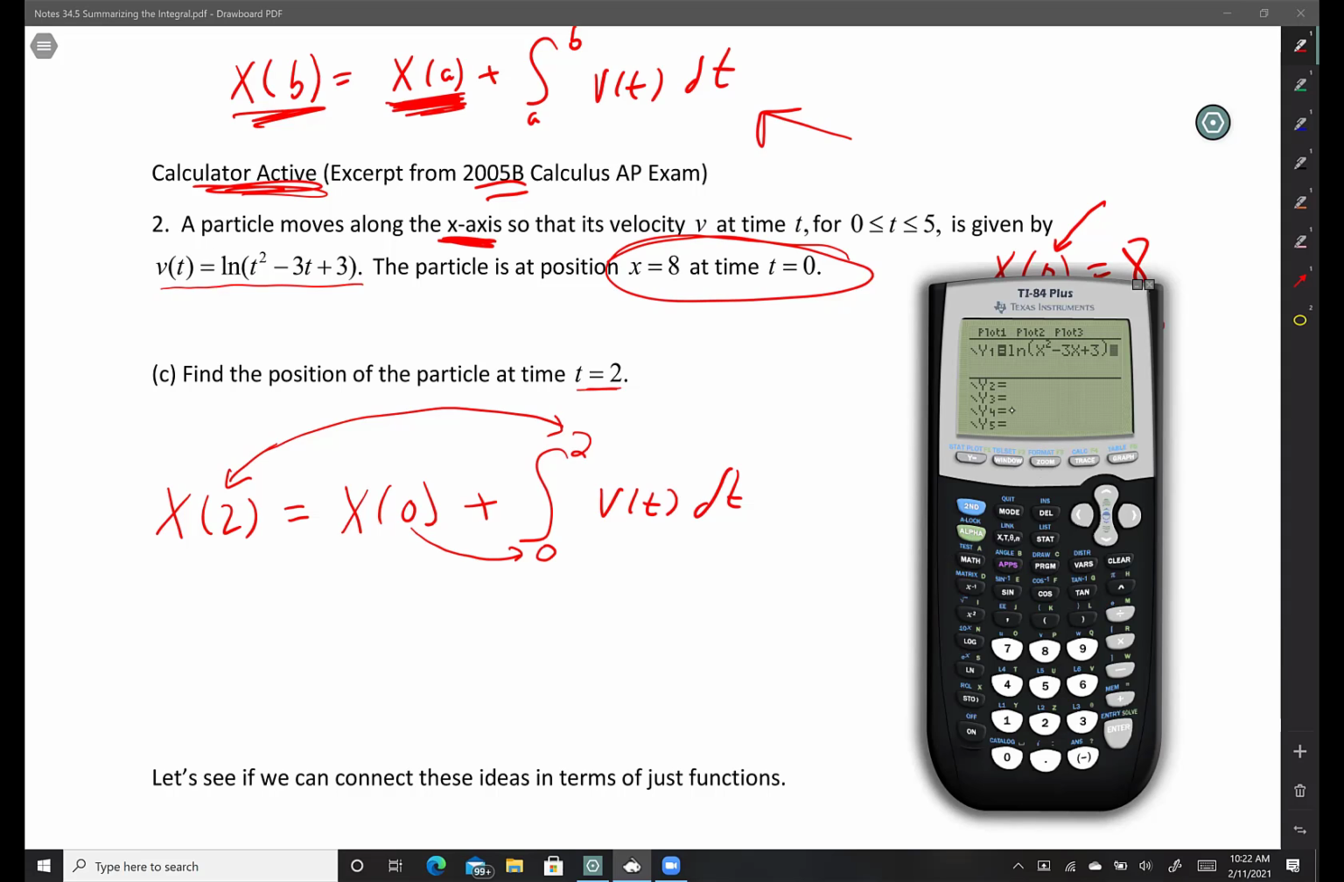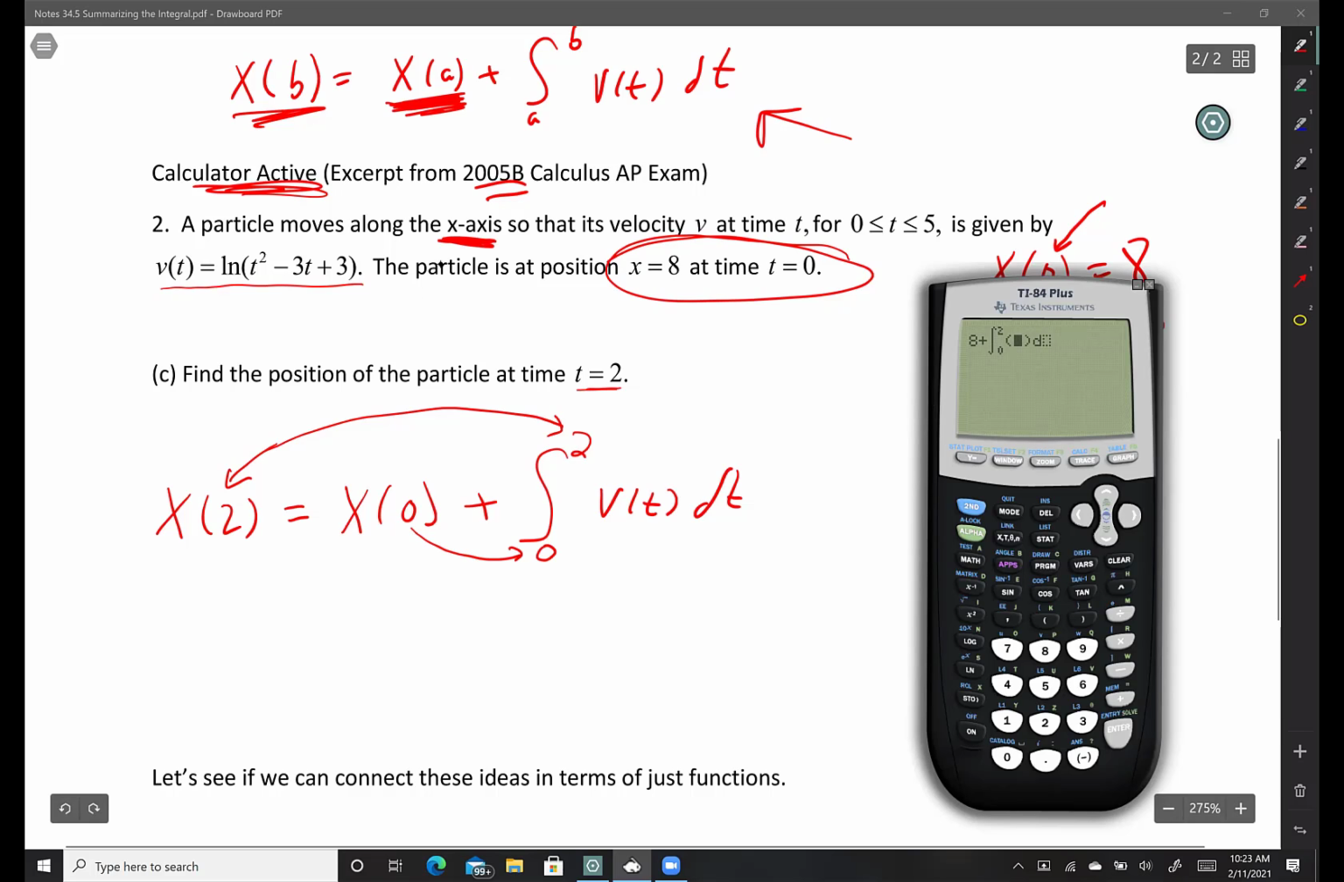Okay, so now from there, I noticed that I typed it in Y1. I'm going to go to my home screen. Yeah, my mouse works way better with this. So on my home screen, here's what I'm going to type. I'm going to type my initial, x of 0, which is 8, plus, I click on math, and I go to integral, number 9. And there it is. I have an integral symbol. I'm going to push 0. I'm going to push 2.